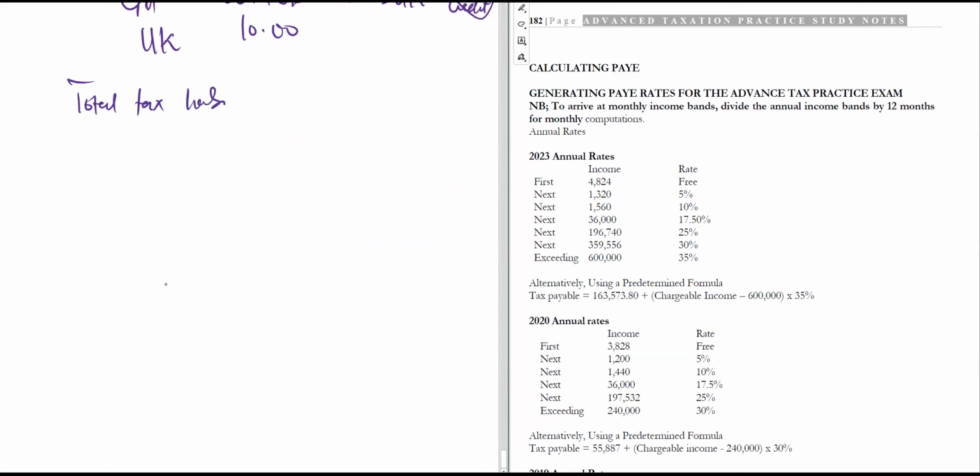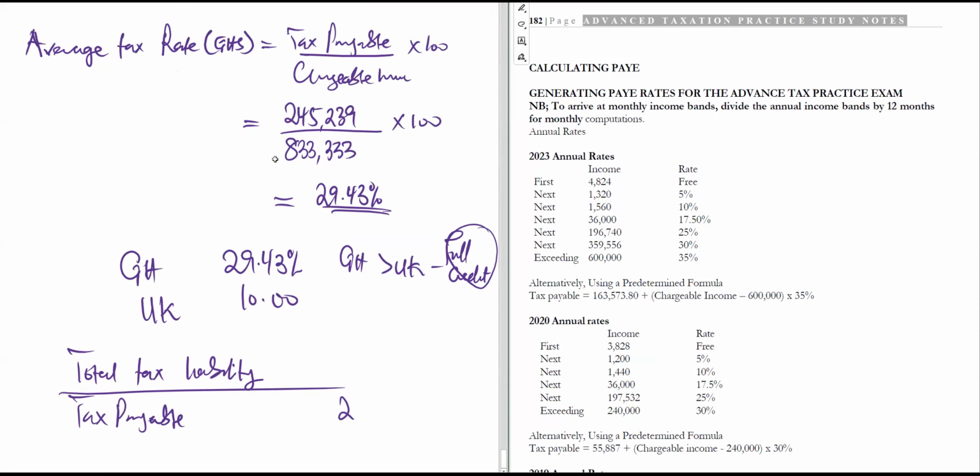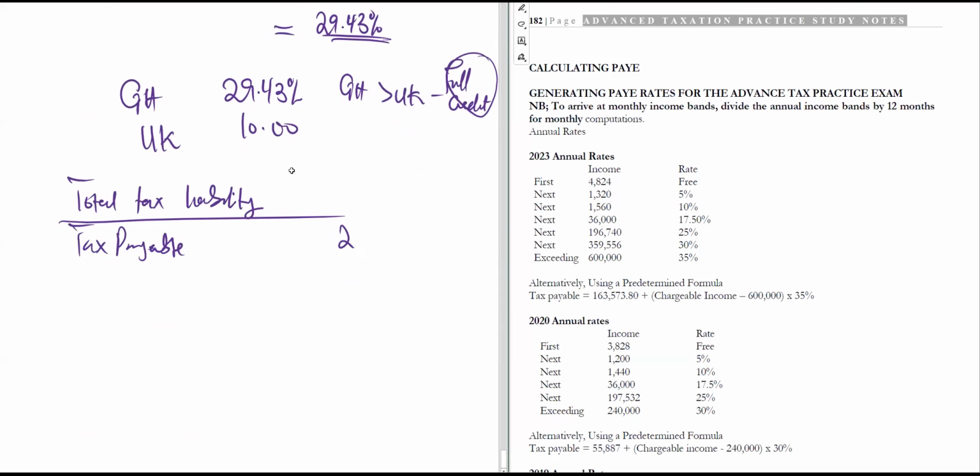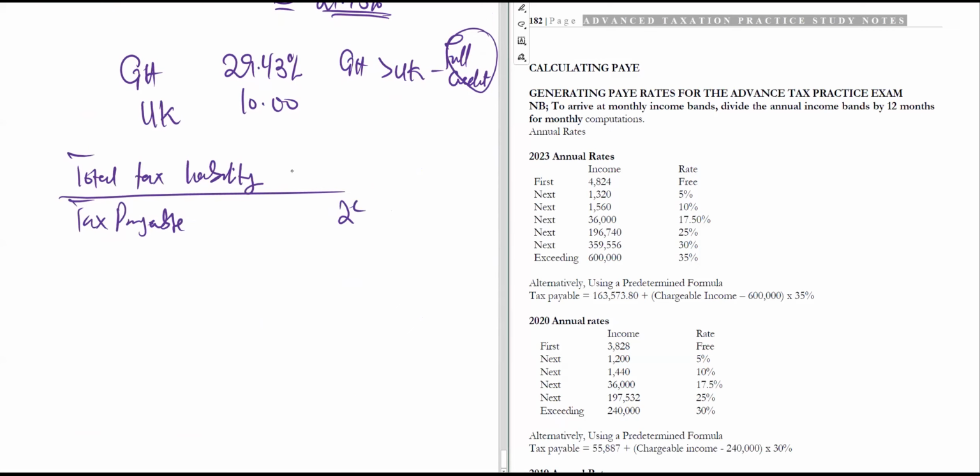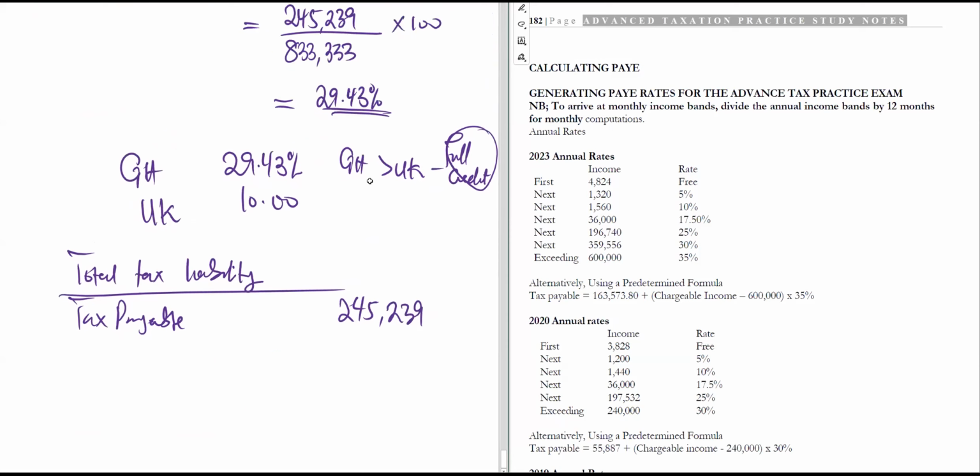Total tax liability, 222. That would be his tax payable, also, which we had as 222. What was the tax he's supposed to pay? 245, 239. Okay, this guy has 222. 245, 239, right? That's the tax.